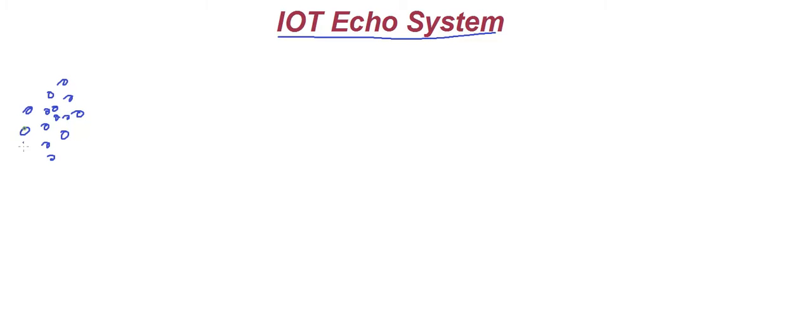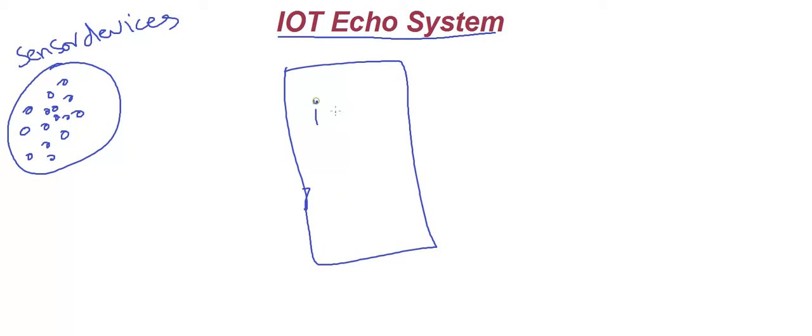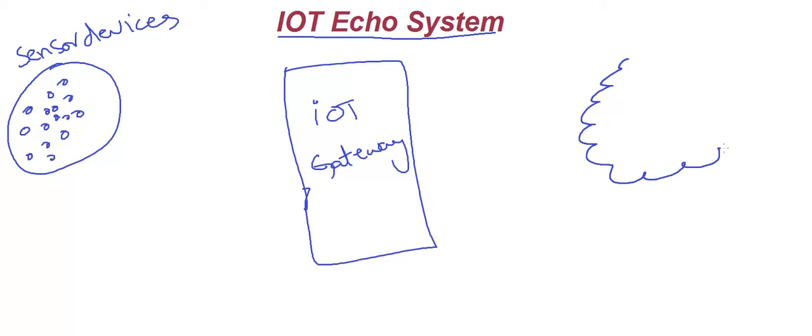You see, these are our sensor devices. In between is our IoT gateway. This is a cloud, or a web interface, with storage, a database and everything. So this is our cloud.